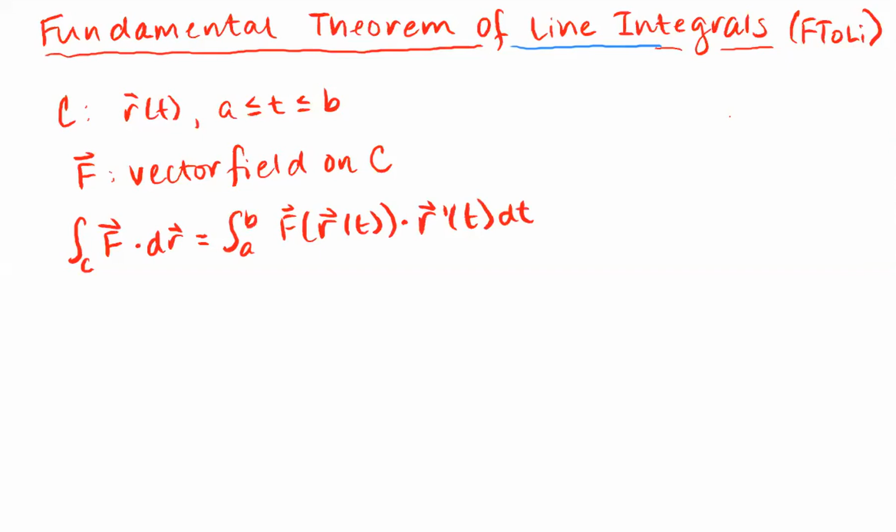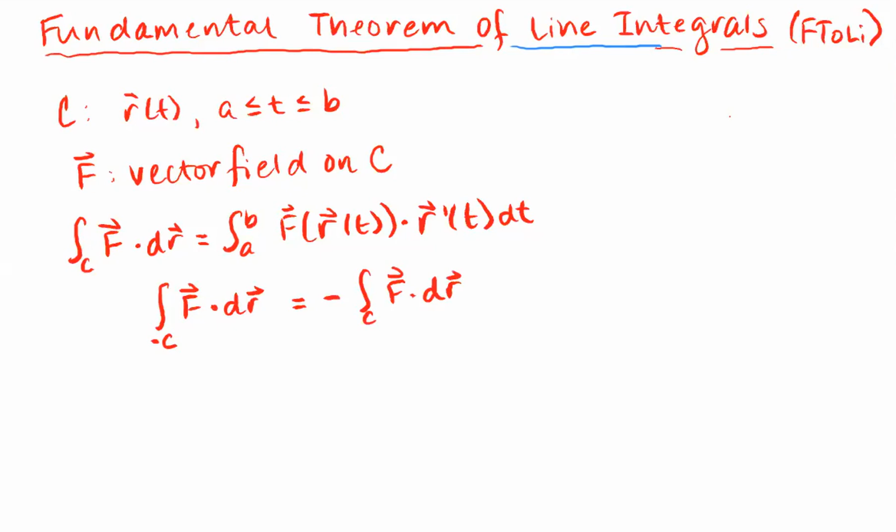Okay. And this integral does not depend on the parameterization of C as long as you're going in the same direction. So if you switch directions, we call that the integral over negative C of F dot dr, then the sign of the integral switches. So that would be negative the integral over C of F dot dr. But other than that, it does not depend on the parameterization.